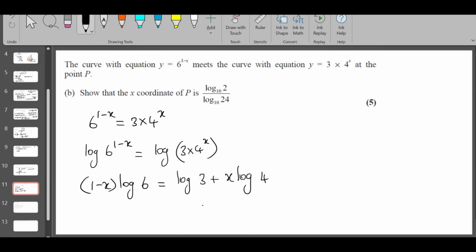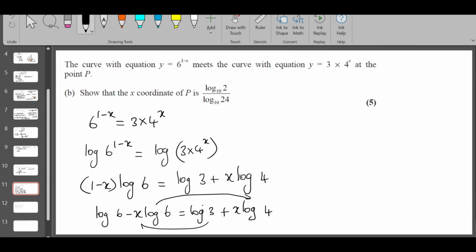So open the bracket, you are going to get log 6 minus x log 6 is equal to log 3 plus x log 4. So I'm going to bring this term here, it becomes positive, log 3 here. So I'm going to get log 6 minus log 3 is x times log 4 plus log 6. I have taken x as a common factor. So log a minus log b is log a over b.